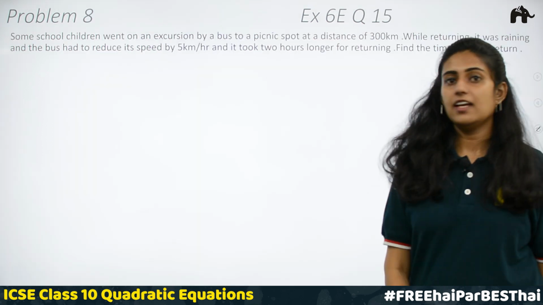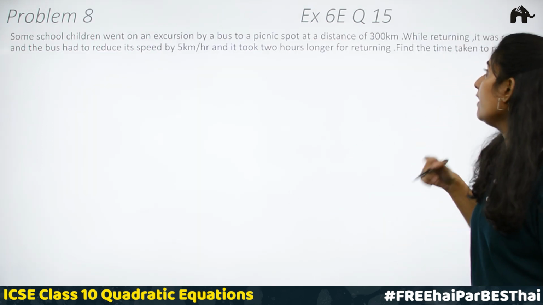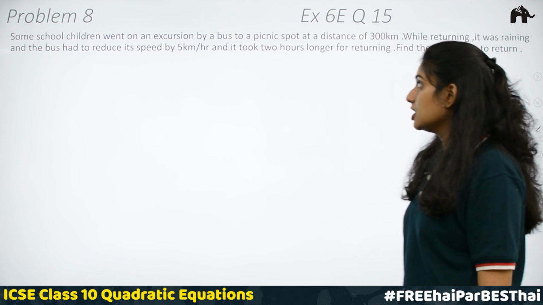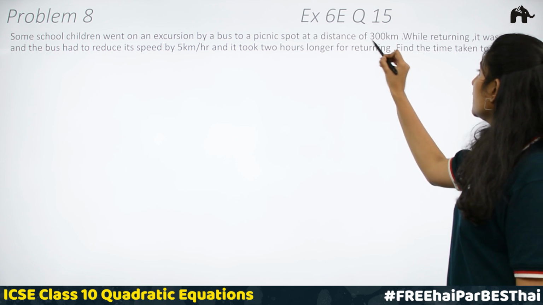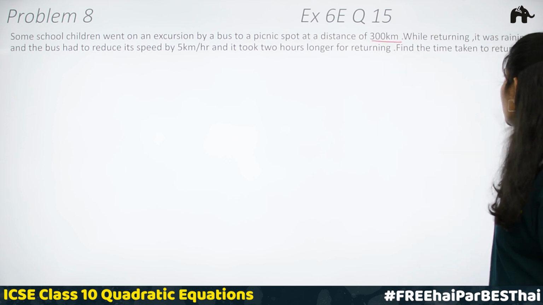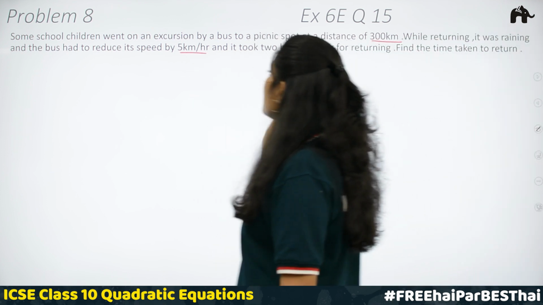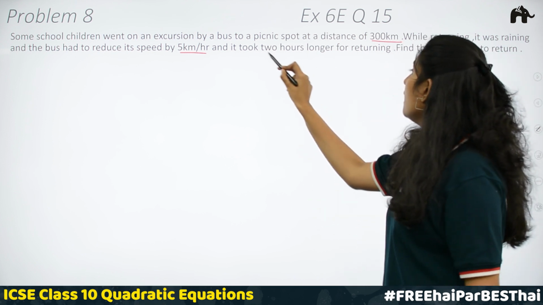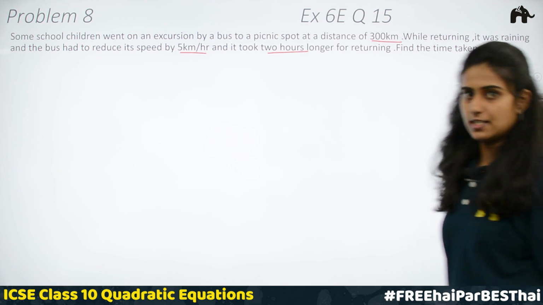Clear? Here is our last question for today. Problem 8, question 15 of exercise 6E. Some school children went on an excursion by a bus to a picnic spot at a distance of 300 km. While returning, it was raining and the bus had to reduce its speed by 5 km per hour, and it took 2 hours longer for returning. Find the time taken to return.